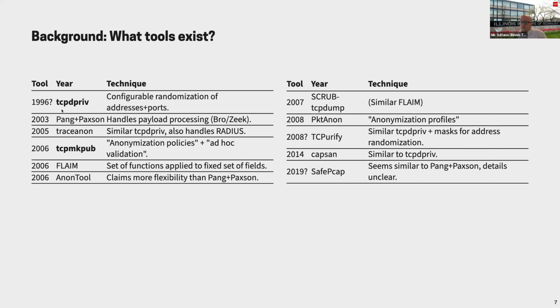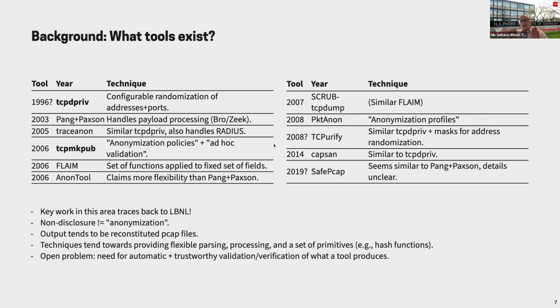Many of you will be familiar with TCPdpriv, right? It allows for configurable randomization around addresses and ports. And TCPmkpub introduces a notion of anonymization policies and also some degree of validation around those policies. In other words, how do you know that your policy is working? So I'm going to draw some sharp contrasts between existing work and past work and the topic of this presentation.